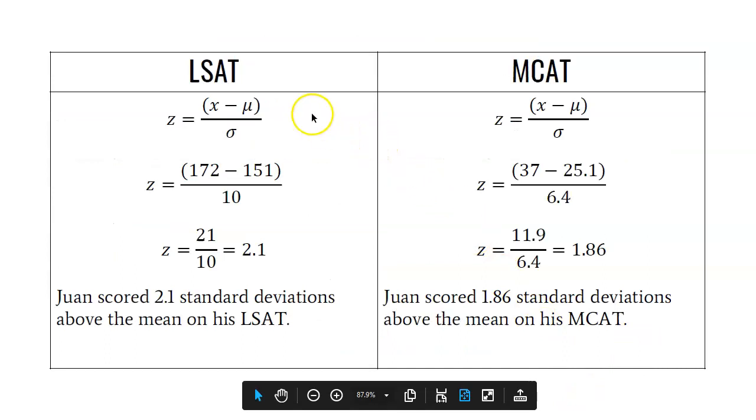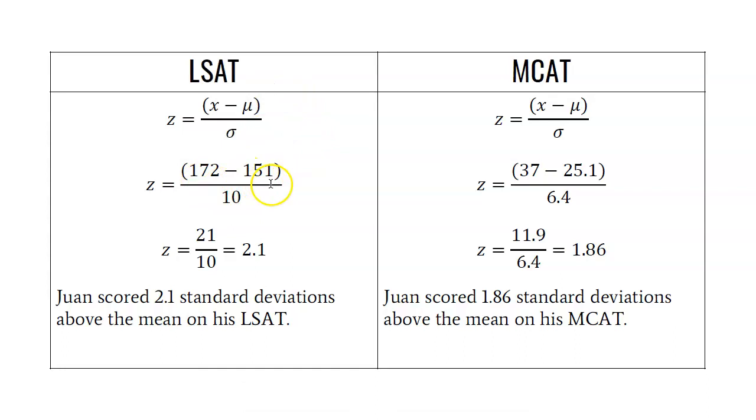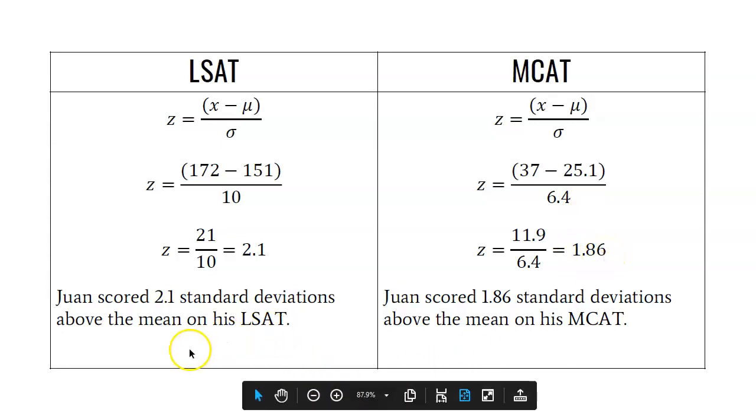So I'm going to use my z-score formula for both of these. The observation minus the mean, the observation in this case is what he got on the LSAT, divided by the standard deviation for that test, and I get 2.1 for the LSAT. For the MCAT, it's the exact same formula. The observation is 37, that's what he got, minus the mean of 25.1 over the standard deviation for that test, and he got 1.86. So on the LSAT, he scored 2.1 standard deviations above the mean.